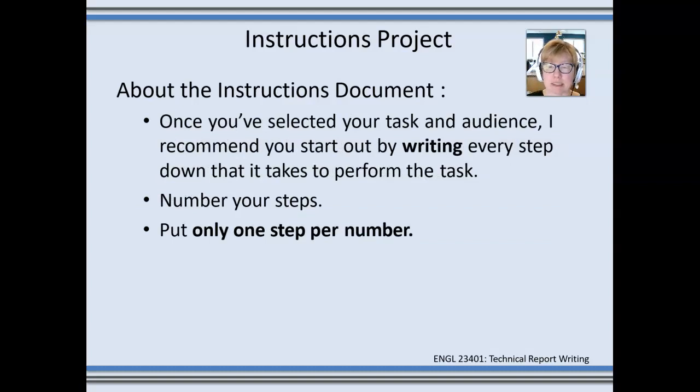So once you've selected the task and audience, I recommend that you start by writing out the steps to do whatever it is you want to do. Don't start with the images, just start with the steps. I would number them, and I want to emphasize, make sure that it's only one step per number. Sometimes what happens is students will turn in a set of instructions and they only have like 10 numbers, and each of those has like 5 things that is happening in it. So slow down and really think about what are the steps. Also, keep in mind your reader as you're doing this. One step per number so that that person can do one action and then move on to the next one.